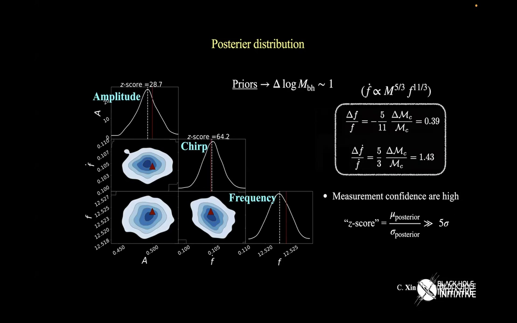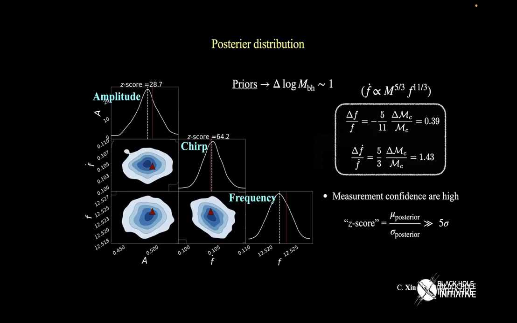Right, but the goal is to recover these parameters, and I'm showing you an example posterior of the light curve that I showed you in the previous slide. These are the three most important binary parameters that I'm looking at: amplitude, chirp, and frequency. And I define my detection statistic to be how compact these contours are, namely this z-score parameter.